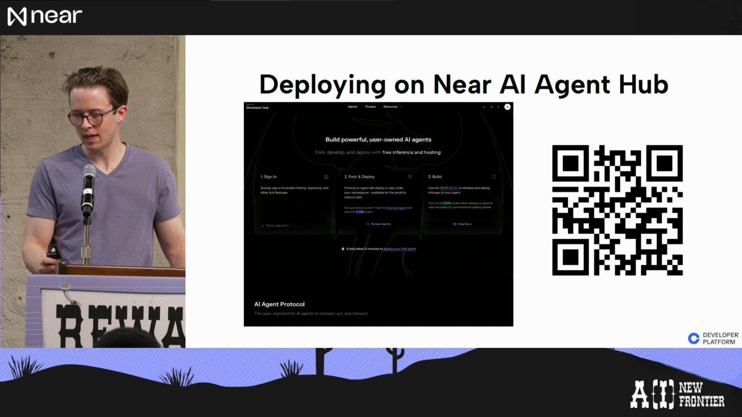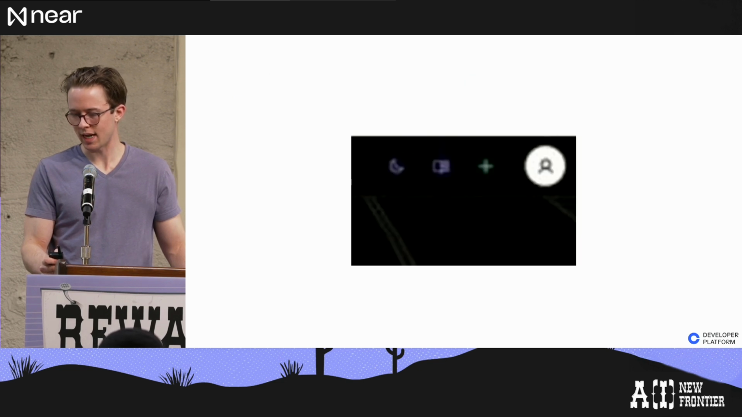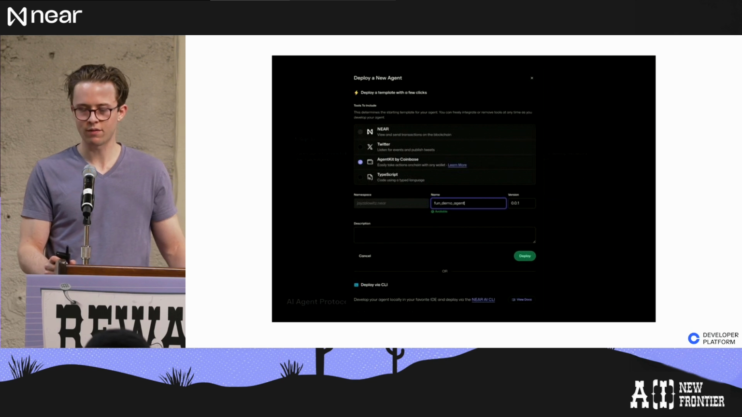So first stop is in the top right, there's a plus. You can click on that. Once you're there, it'll bring you to this screen for deploying a new agent. You can select AgentKit by Coinbase from the set of templates to include.